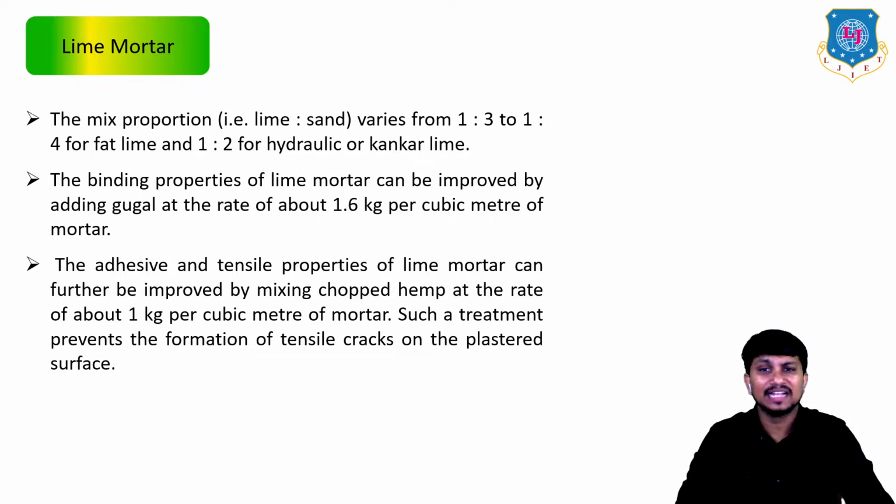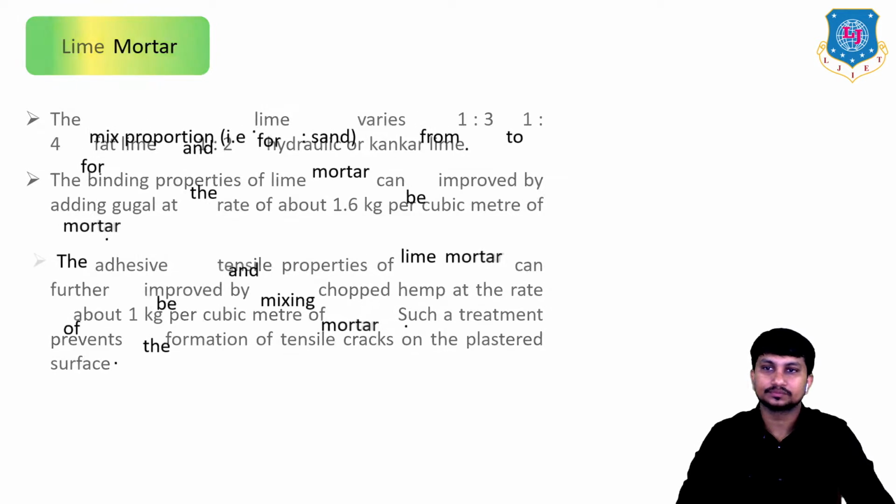The adhesive and tensile properties of lime mortar can be further improved by mixing chopped hemp at the rate of about 1 kilogram per cubic meter of mortar. Such a treatment prevents the formation of tensile cracks on the plaster surfaces. Okay, so this is how you can improve the various properties of lime mortar.